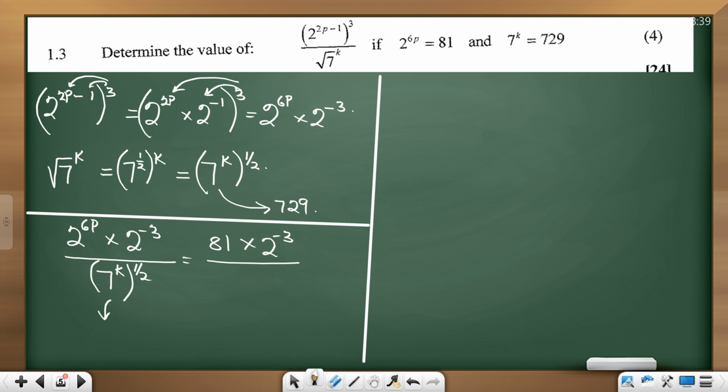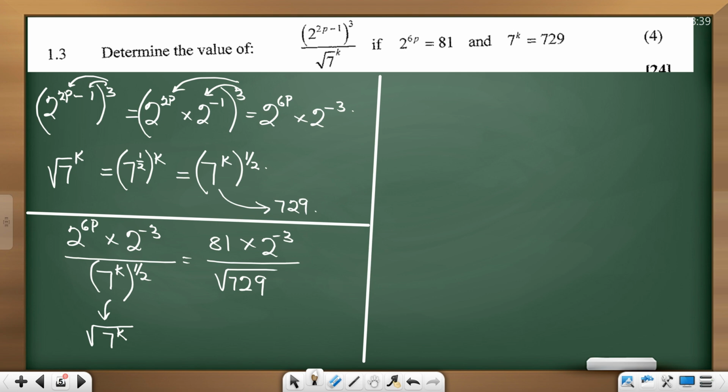This one is the same as saying the square root. I don't know if that makes sense. So that gives me the square root of what? 729. What's the square root of 729? Is it a perfect square? Yeah, it's 3 to the power 6. I don't want to use a calculator.